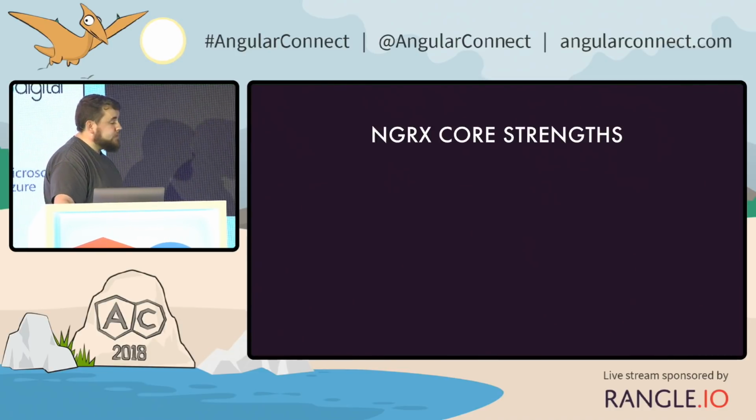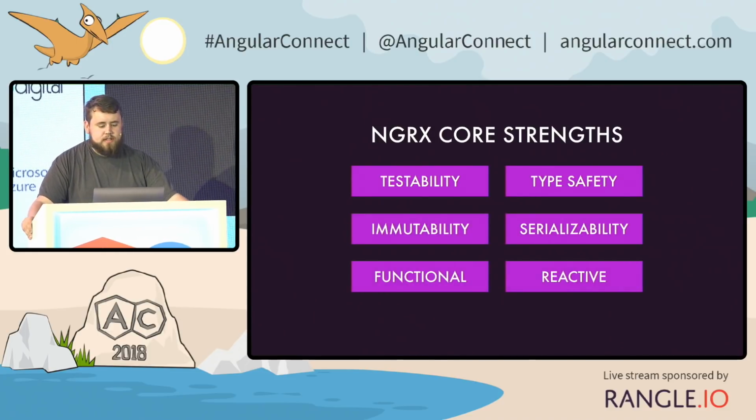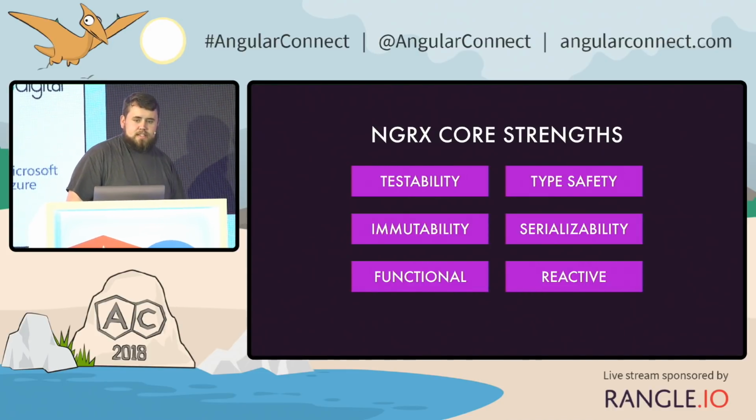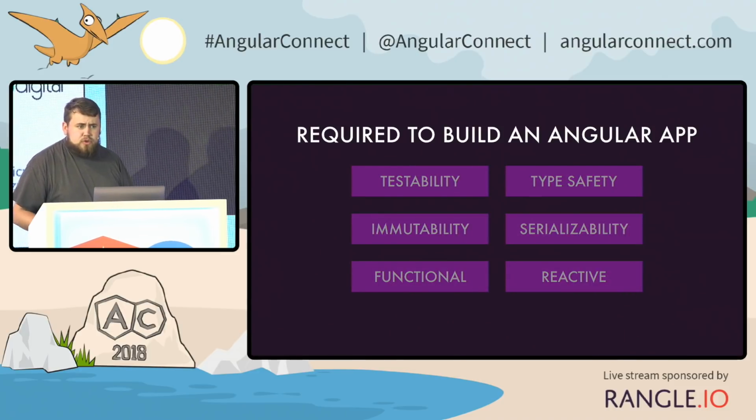And again, those benefits are testability, type safety, immutability, serializability, functional programming, and reactive programming. But of these six qualities that make NgRx so great, to make an Angular app you don't need any of them. So you really don't need NgRx unless you need one of these core qualities.